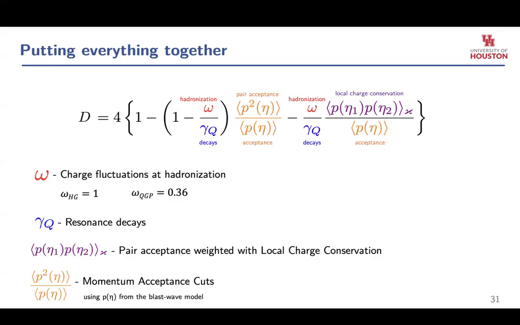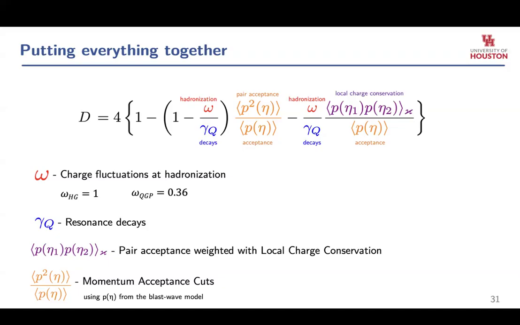So if we put everything together, we have this result for the D measure, with several inputs. The main input of interest is omega. It defines the normalized fluctuations at hadronization. It is 1 for hadron gas, and we estimated it as 0.36 for QGP, so almost a factor of 3 difference. And then after hadronization, resonance decays change things a little bit. Then local conservation is also there because total charge doesn't fluctuate and balancing charges are not necessarily far apart.